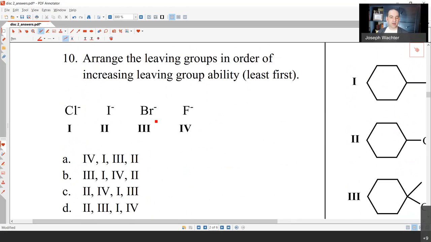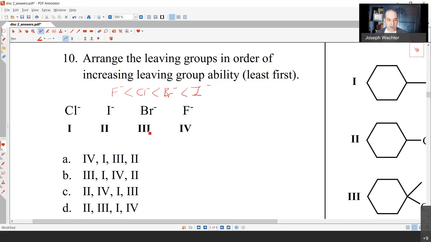Okay, and then increasing leaving group ability. So here, remember, when we're talking about a vertical column, the biggest effect generally is the size. The bigger the size, the more that negative charge can be stabilized. So here, let's do it this way. Iodide is the best leaving group, then bromide, chloride, and fluoride. So that's going to be our general order.